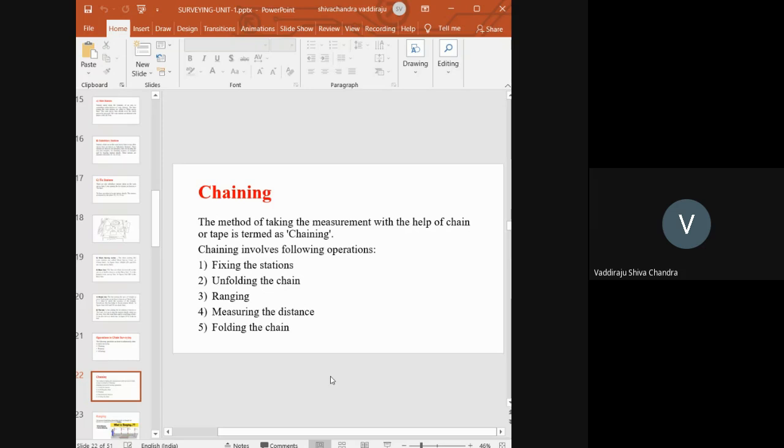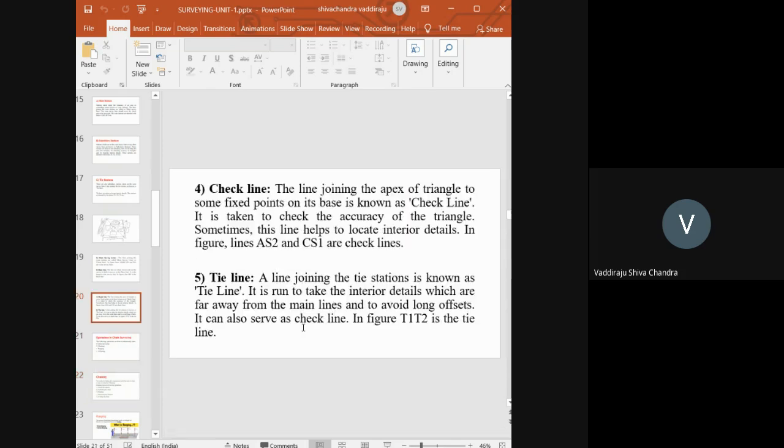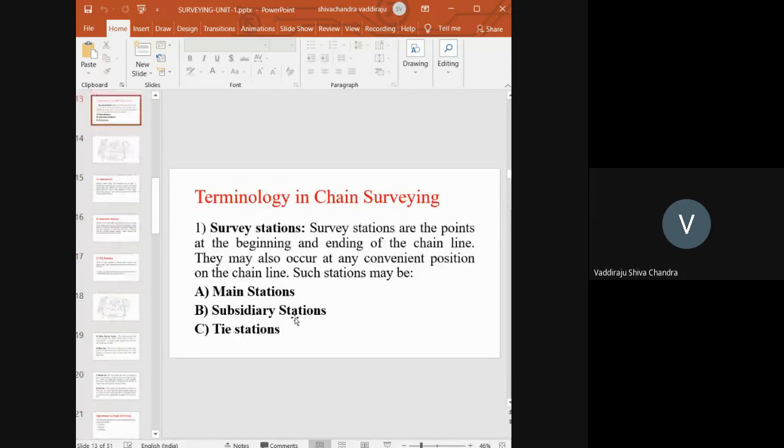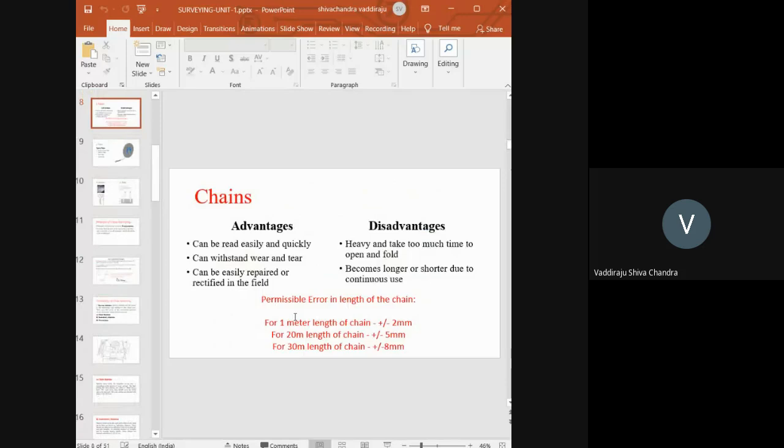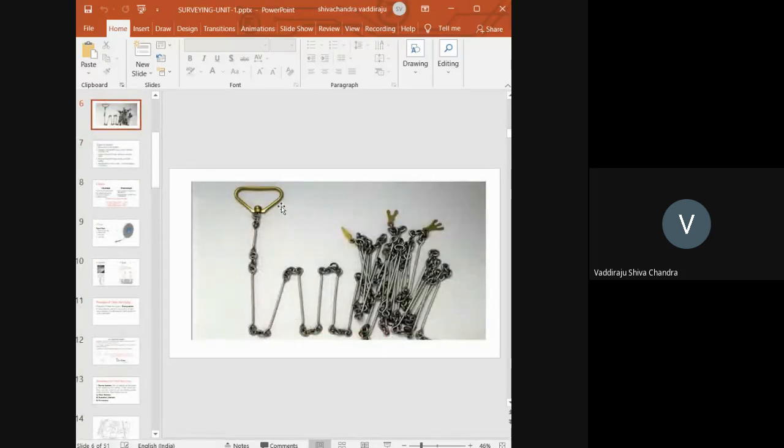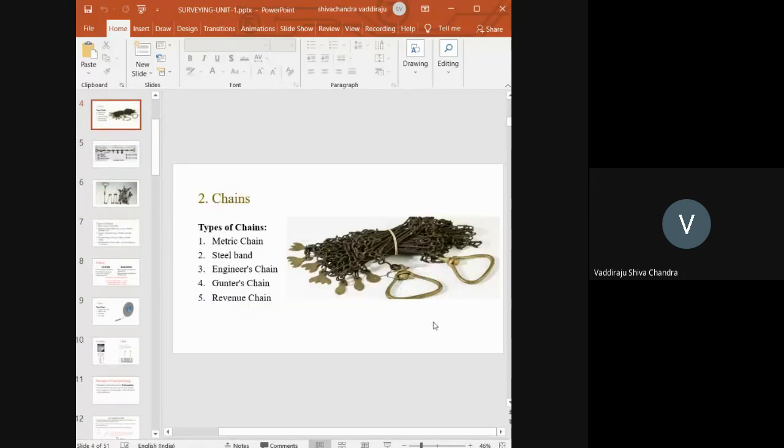For unfolding the chain, you need to take the two handles in one hand. You'll be having two handles like this. These two handles should be taken in one hand, and the remaining portion of the chain should be taken in the other hand, and you need to throw it onto the surface of the ground. Once it is thrown, one person will hold one handle and another person will hold the other handle, and he will move far away from the first person so that the chain becomes straight and stretched completely.